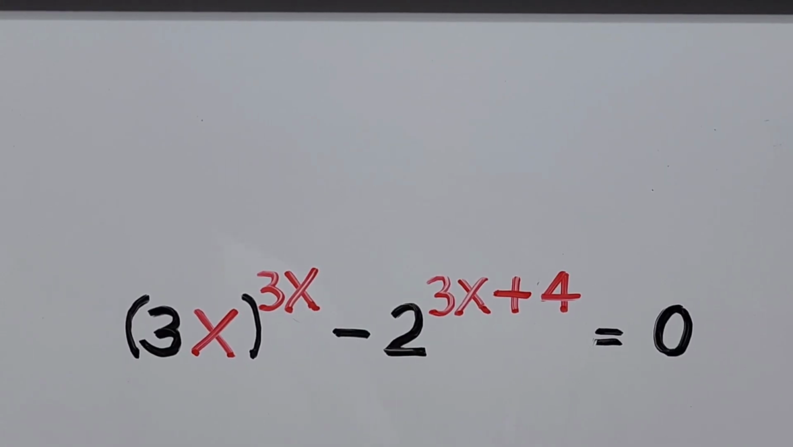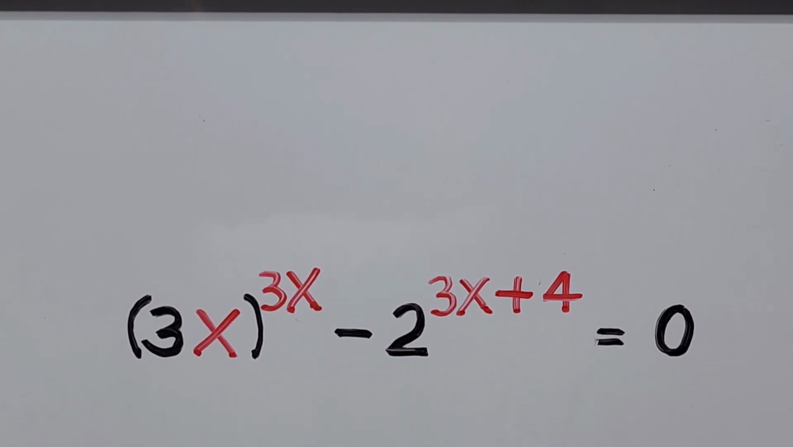Hello everyone, we have here a nice equation to solve: 3x to the power of 3x minus 2 to the power of 3x plus 4 equals 0. In this video, we'll be solving for x. And so how are you going to solve the equation?